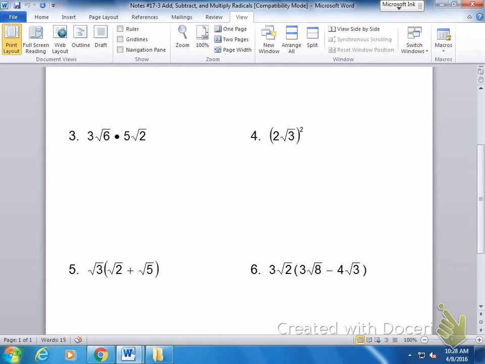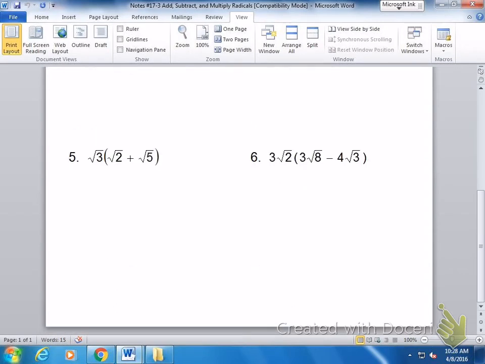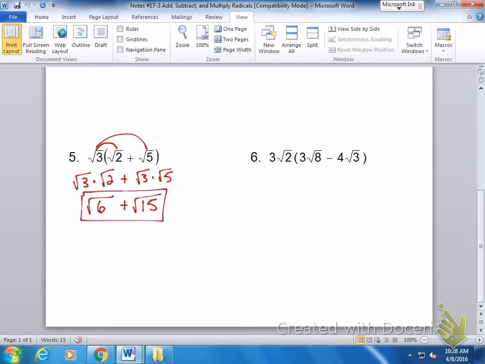Let's go ahead and look at number 5. Now, number 5 and 6 are a combination of adding and multiplying or subtracting and multiplying, but essentially, it's just a distribution problem. So I'm going to have the square root of 3 times the square root of 2 plus the square root of 3 times the square root of 5. Now I do just like we did the last one. I multiply what's inside my square roots. So 3 times 2 is the square root of 6, plus 3 times 5 is the square root of 15. I can't factor those out anymore. 6 is 2 times 3, 15 is 3 times 5. So that's all I can do, and I'm finished.